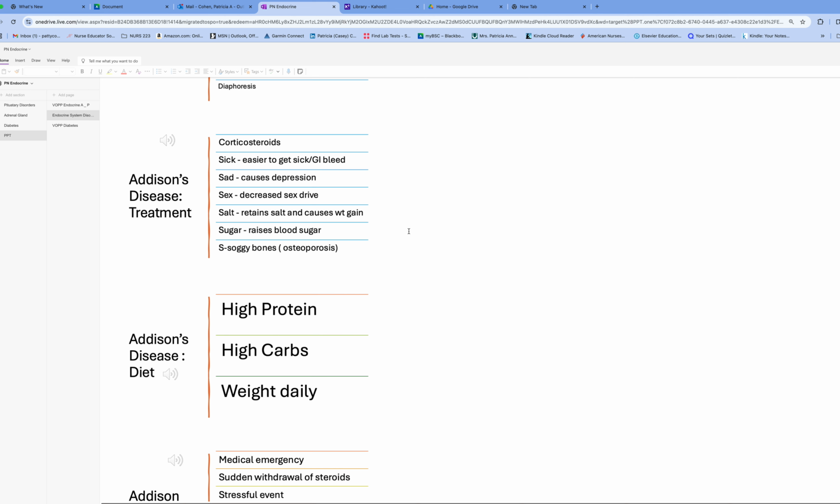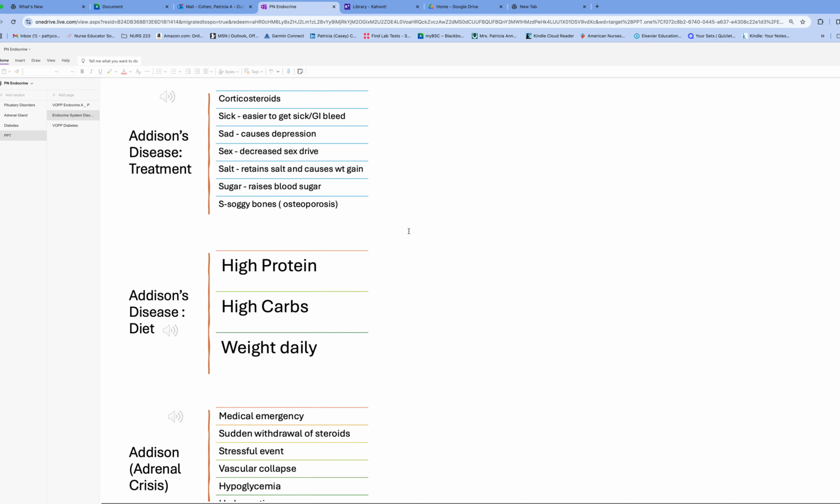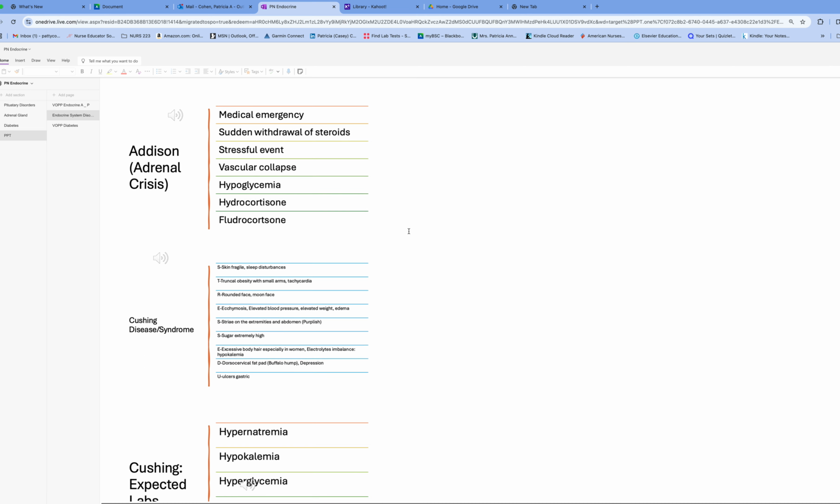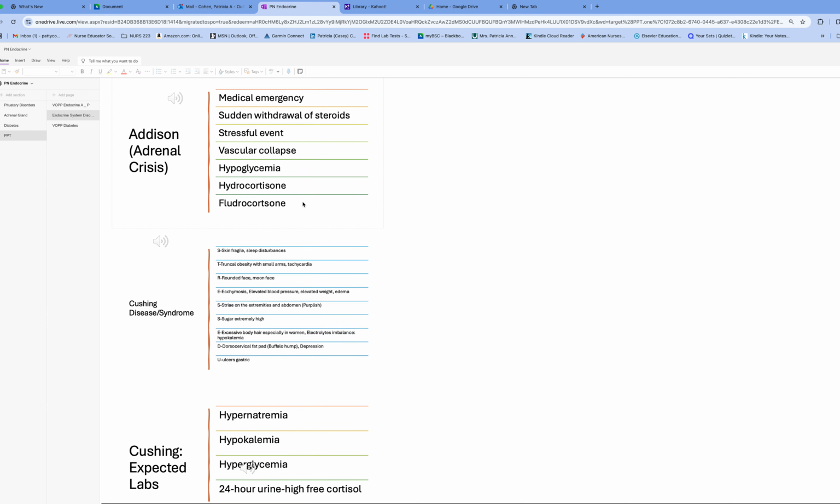And you probably know that corticosteroids need to be tapered, cannot be abruptly stopped, because they will go into adrenal crisis. Okay, the diet, they're going to need high protein, high carbs, and be weighed daily. Okay, so again, adrenal crisis. This could happen because of withdrawal of steroids. They could have had a stressful event, and you need to treat the hypoglycemia. And we'll be talking about that in the next lecture. And the drugs that they need is hydrocortisone or fludrocortisone, okay, to replace those hormones they're missing.